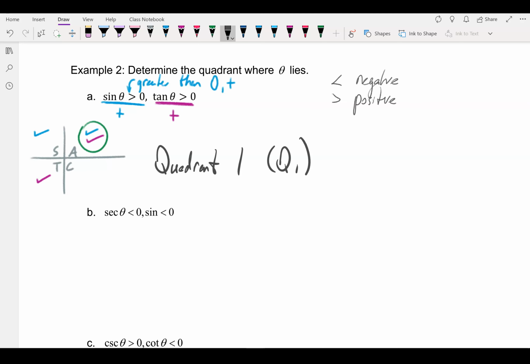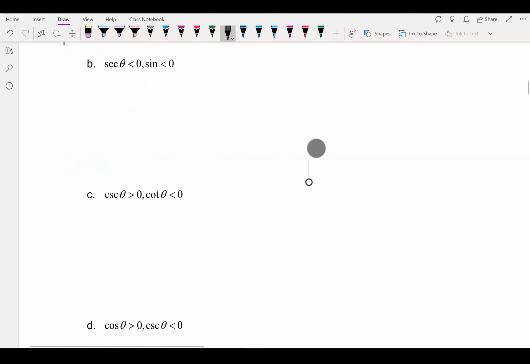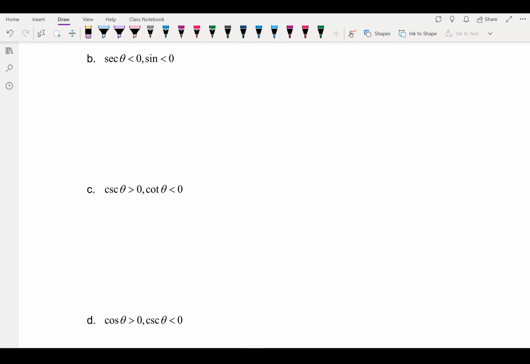Let's do another one so you can get a feel for this. Secant less than 0. Sine less than 0. So secant is negative, sine is negative. Let's draw our CAST out. C-A-S-T. Now, secant goes with cosine. Cosine is positive here and here. Should make a different color for this. Sine is positive only in here and here. So we have a problem. I went for positives instead. It's a very common problem.